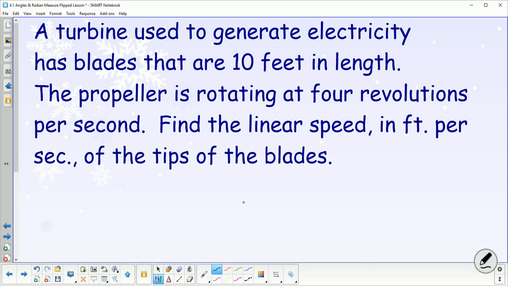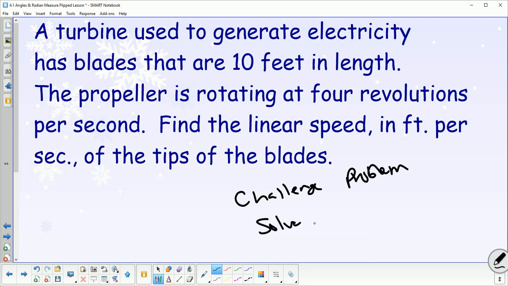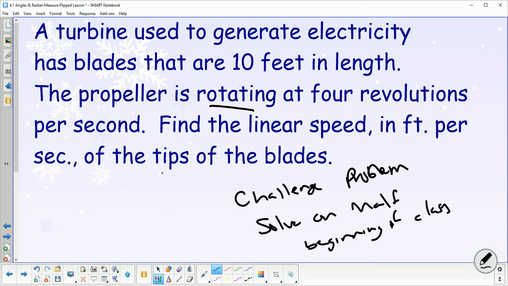Okay, and then this is going to be your challenge problem. Okay, so you're going to solve this on a half sheet and turn in at the beginning of class. Okay, so a turbine used to generate electricity has blades that are 10 feet in length. The propeller is rotating at 4 revolutions per second. So if you're talking about rotation and speed, think about what that is actually giving you. And find the linear speed in feet per second of the tips of the blade. So that tells you something important as well.